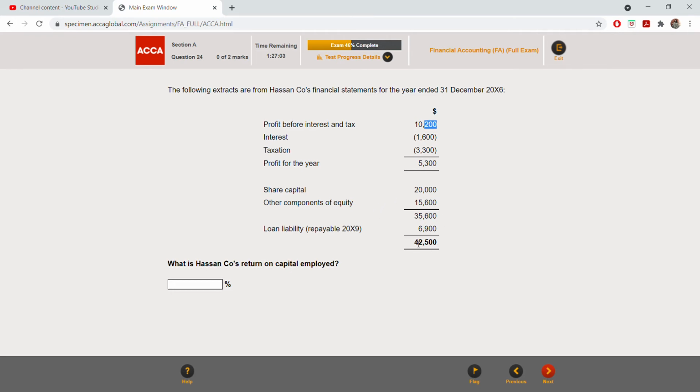It is this. Simply 42,500 only. Because shareholders equity means share capital plus other components of equity plus this loan, which is non-current liabilities only. So that means it will be 10,200 divided by 42,500, which will be 24%.